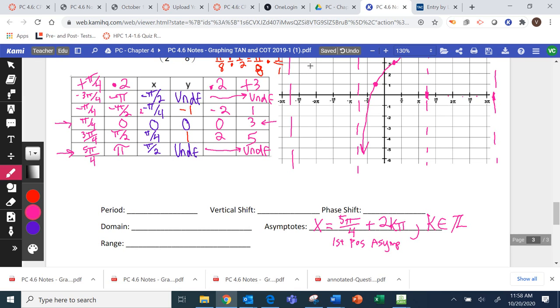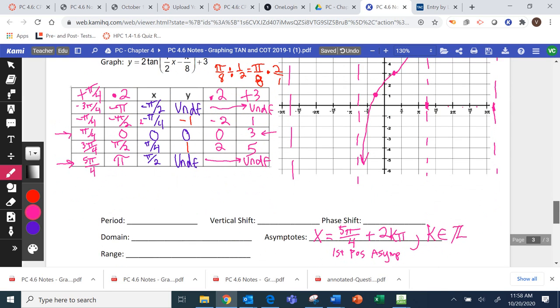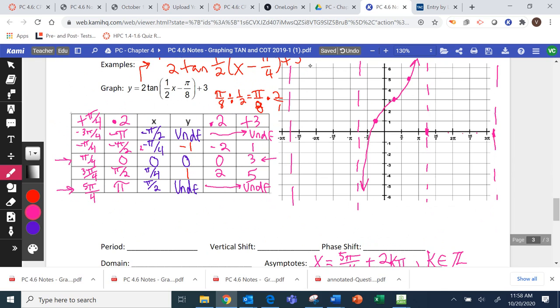I have my asymptotes. Just going to copy my pattern. If you can't see all of my asymptotes right now, if you're still writing that down, I will go back to it in a second.